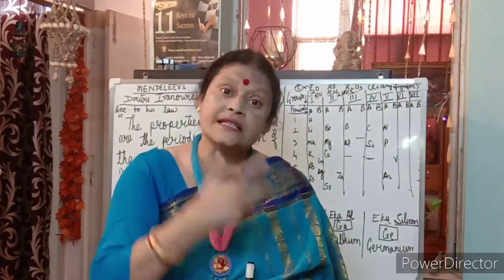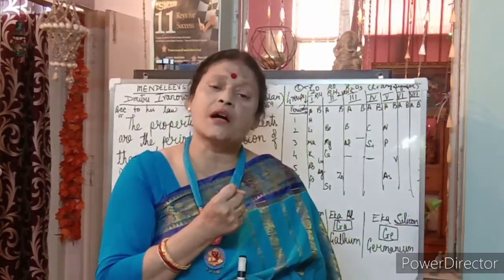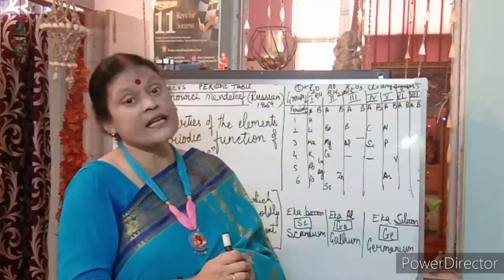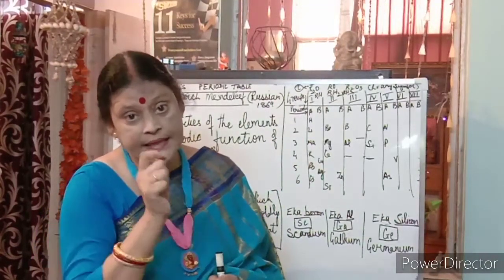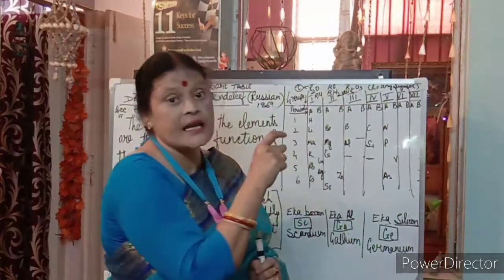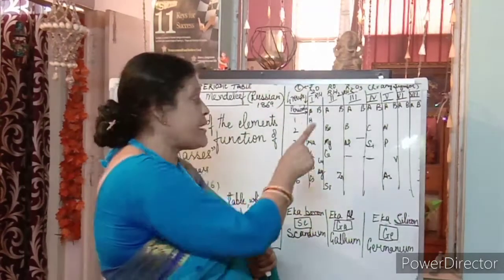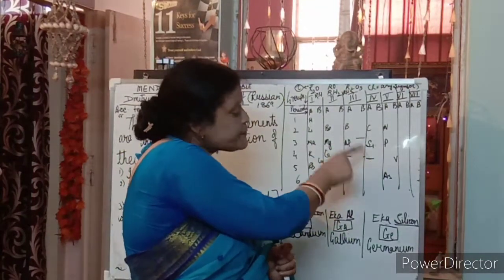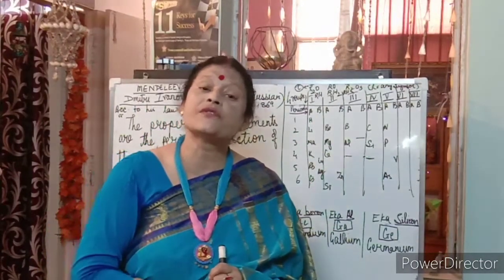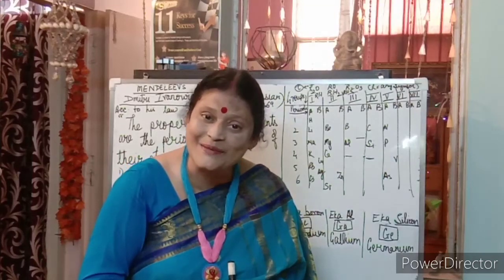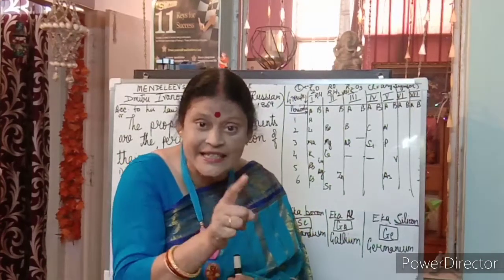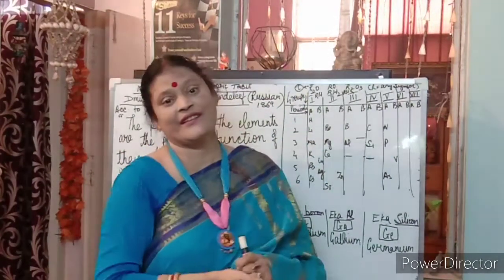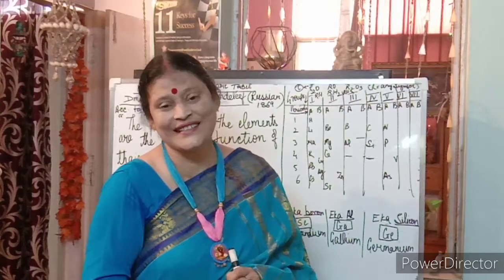When he discovered this, some of the masses were coming quite higher, but they were not able to fit here, though the properties were matching. Maybe he reasoned that if the mass is increasing, the properties will definitely match. Suppose here the gap is there. Now he left these gaps for those elements which were not discovered at that time. That is, he boldly predicted that if those elements were discovered, they would have to be placed over here. See the intelligence of the scientist.